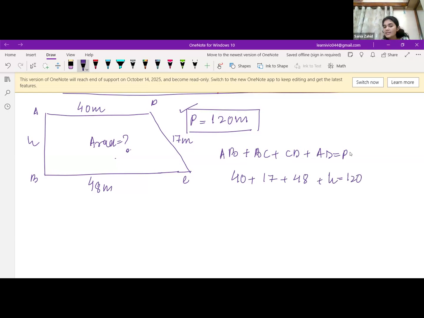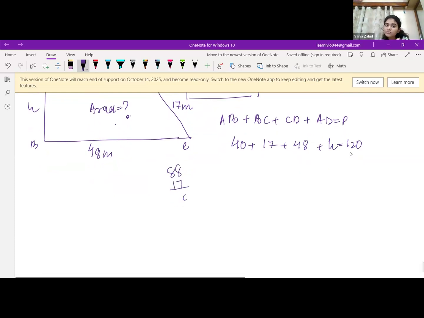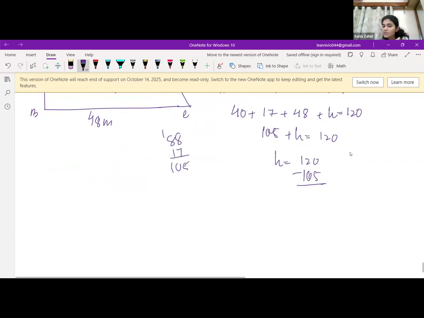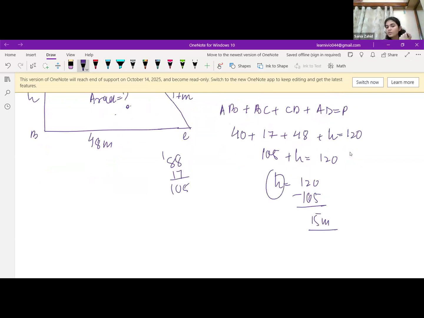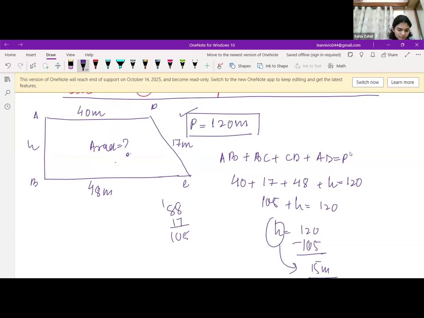Okay, just add and subtract. That's it. So 40 plus 48 is 88, and 88 plus 17 is 105, plus h is 120. So h is 120 minus 105. So the answer is 15 meters. That means the height comes out to be 15. Tell me children, do you all understand this? Yes, ma'am.